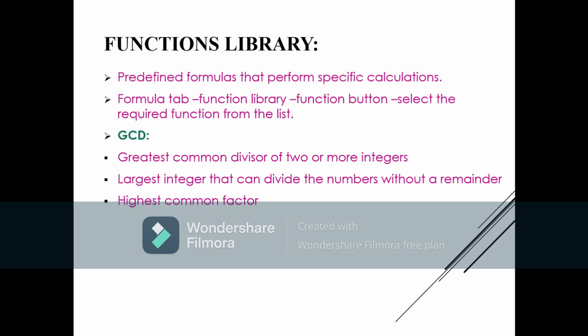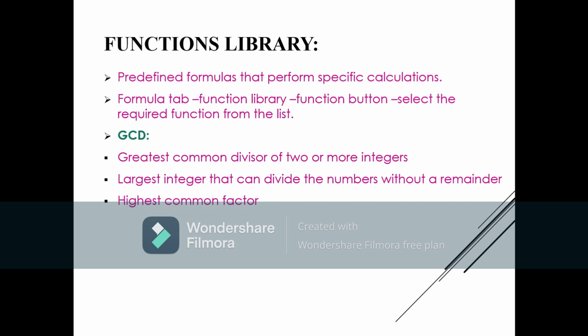Then click the function button for the category of function you want to use, such as financial, logical, text, date and time, lookup and reference, or math and trig. Okay, many options are there. Just click the function button for the category of function. Then select the required function from the list that appears.